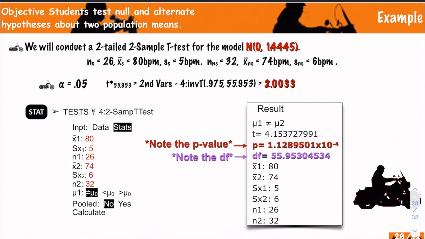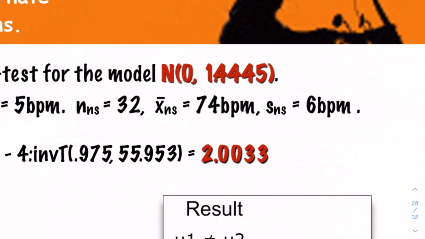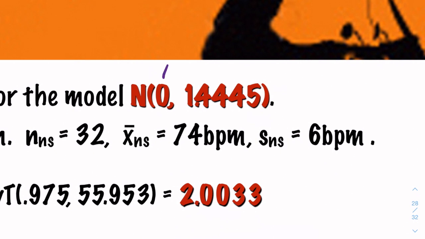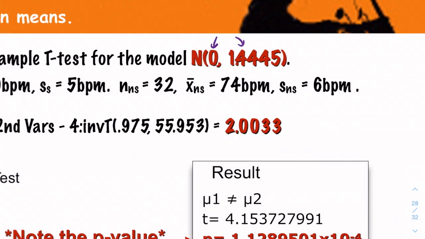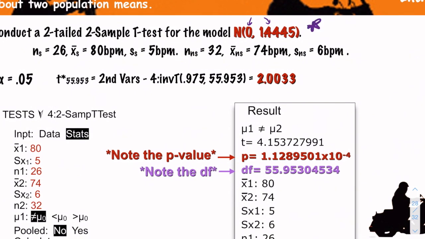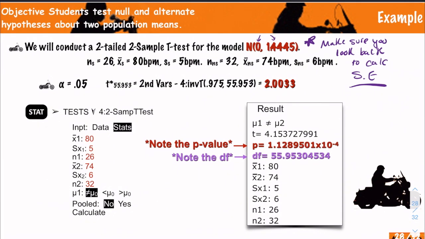So from there, we're going to conduct a two-sample t-test with our normal model with a hypothesized mean of 0 and our standard deviation of 1.4445. Make sure you look back to see how to calculate the standard error. Now, before we move on, we're also looking at an alpha level of 0.05 and a critical value, which will come from our degrees of freedom. So let's jump to our calculator.